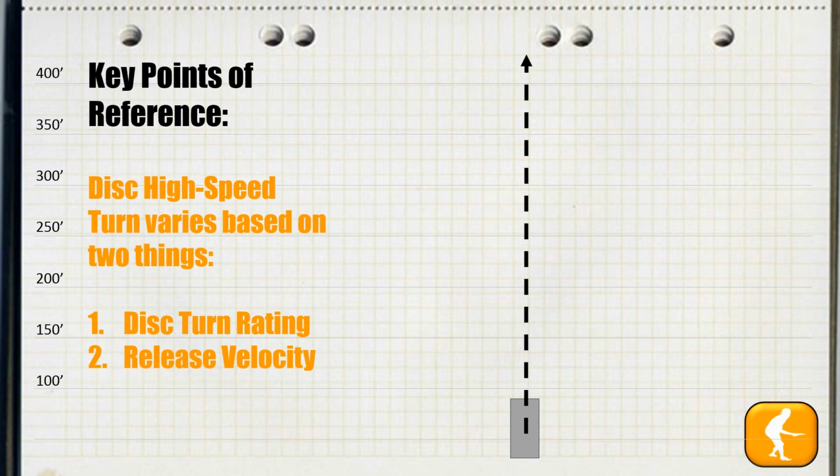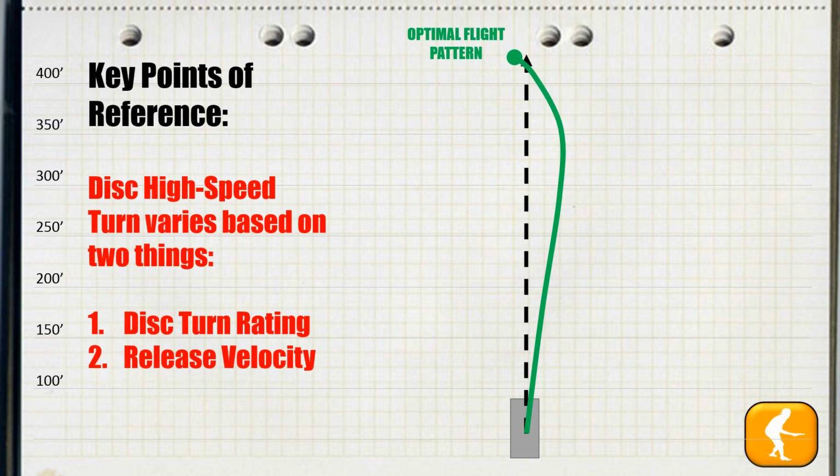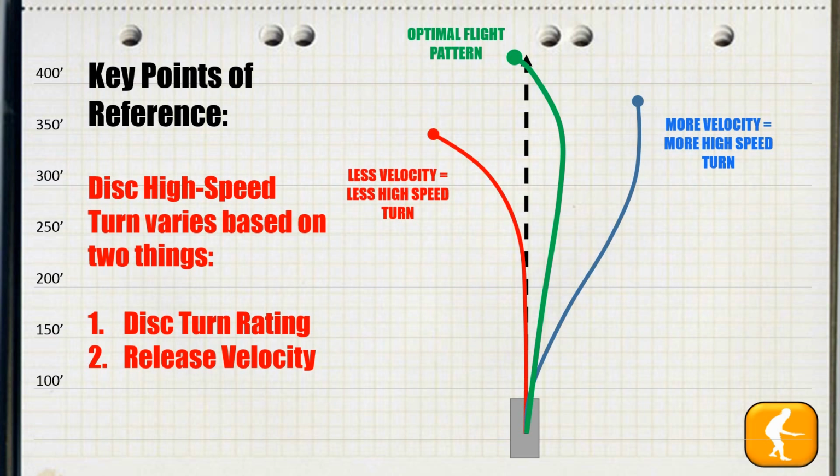For those of you ready to move on, the key points of reference for this video are that disc high-speed turn varies based on two things. The first is disc turn rating, and the second is release velocity. For example, if you have a disc that for you is flying at the optimal flight pattern, if you take that same disc and throw it with more velocity, you're going to get more high-speed turn. And if you throw that same disc with less velocity, you will get less high-speed turn in the throw.